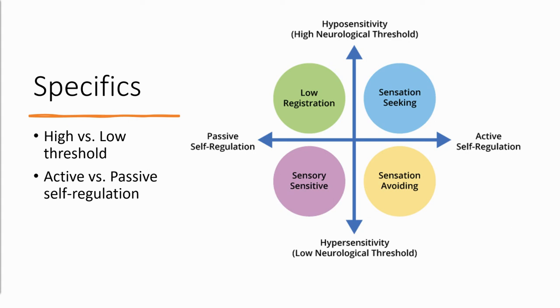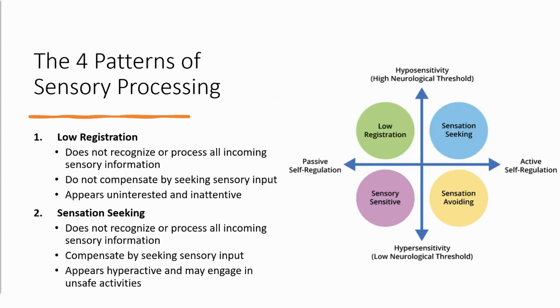Then next we're going to talk more specifically about the 4 main types. The first 2 we'll talk about are low registration and sensory seeking. With low registration, you're going to be hyposensitive or have a high threshold and passively self-regulate. What this would look like is the person does not recognize or process all incoming sensory information and does not compensate by seeking sensory input. So they're not noticing many things and they're not really going to do much to seek it out, so they may appear uninterested or inattentive.